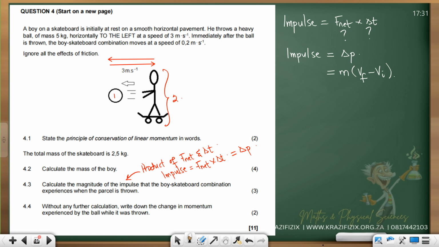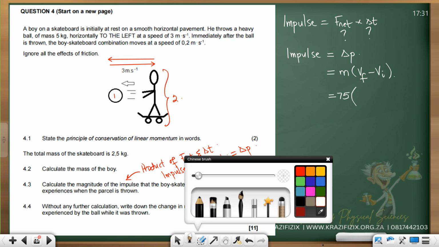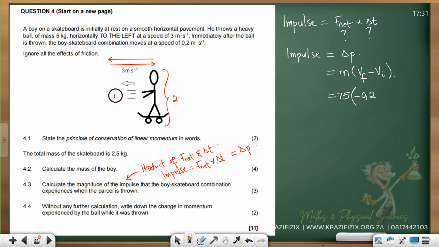All right, so we're looking at what? The boy and the skateboard only. What is the mass? It was 75, m2. What is their final velocity? Now remember, it moves 0,2 to the right, negative 0,2. Initial was 0. What's our answer here? Negative. What will that give us? Shouldn't that give us 15? Negative 15.